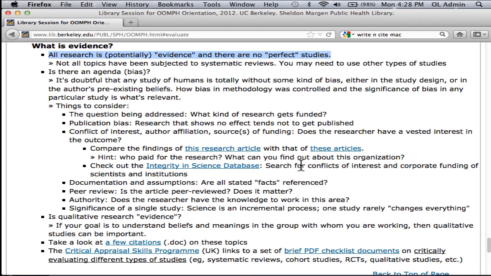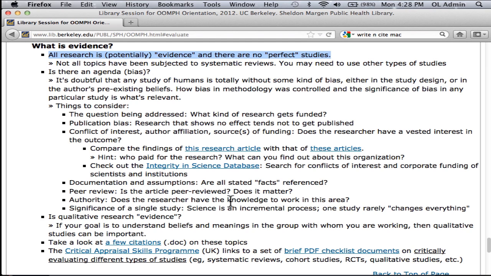What kind of documentation and assumptions are in the articles you're reading? Are assumptions posited as fact? You might find an article where it says, well, as it's well known, XYZ. But you might think to yourself, well, I don't know XYZ. I'd like to see a citation for that, please. What are some other methodology issues? Sample size, surveying, all kinds of things to consider.